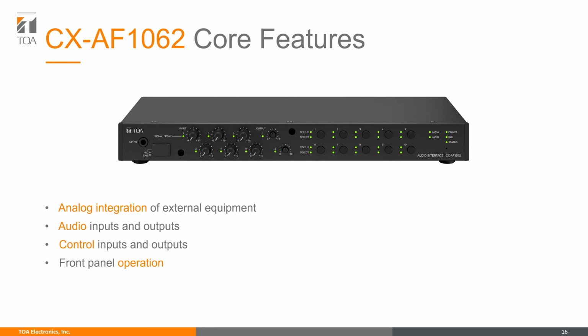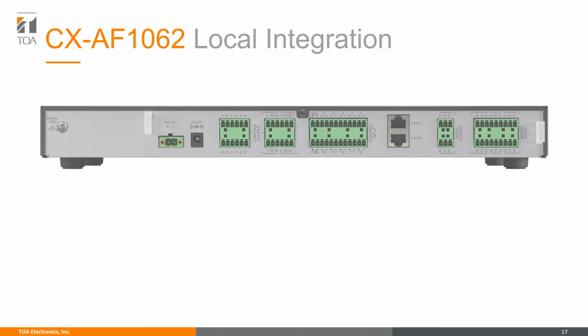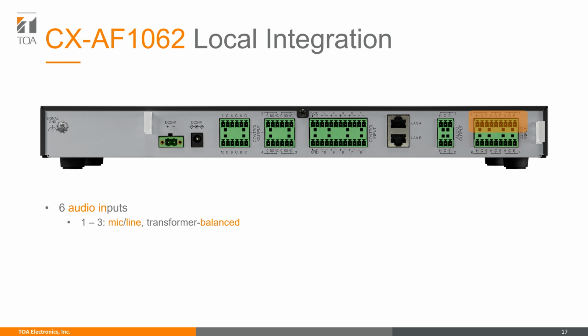Now, let's take a look at the back of the CX-1062. On the right, there are a total of 6 audio inputs. The first 3 can be switched between line and mic level and are transformer balanced. The other 3 are line level only and are electronically balanced. All of them are connected via terminal block.